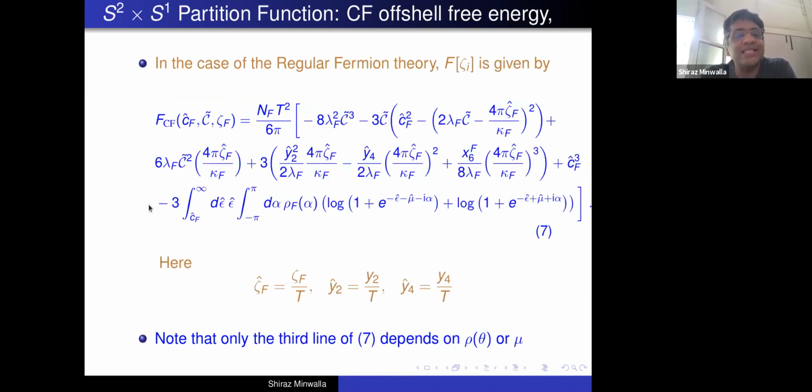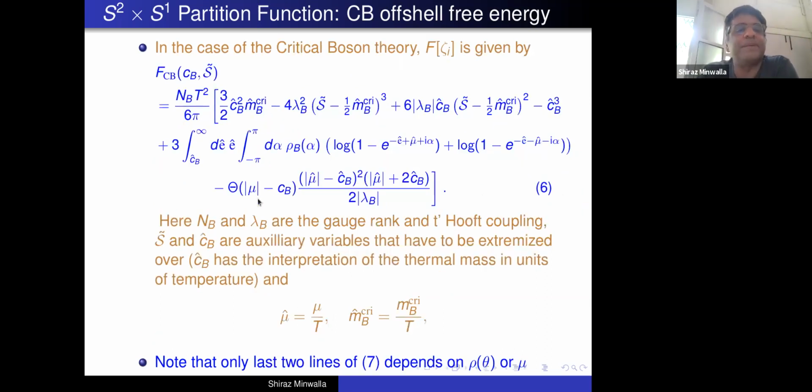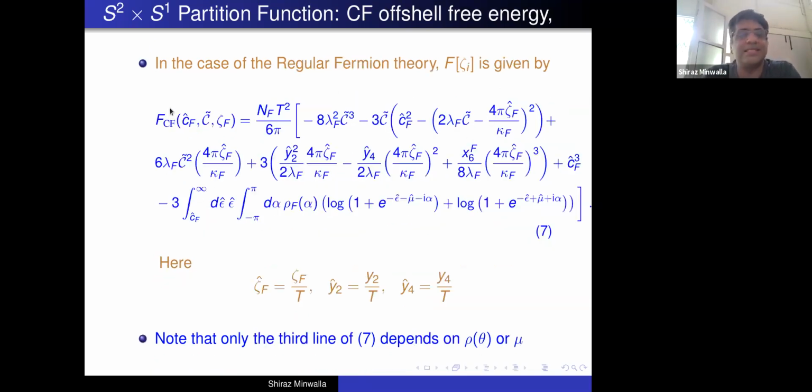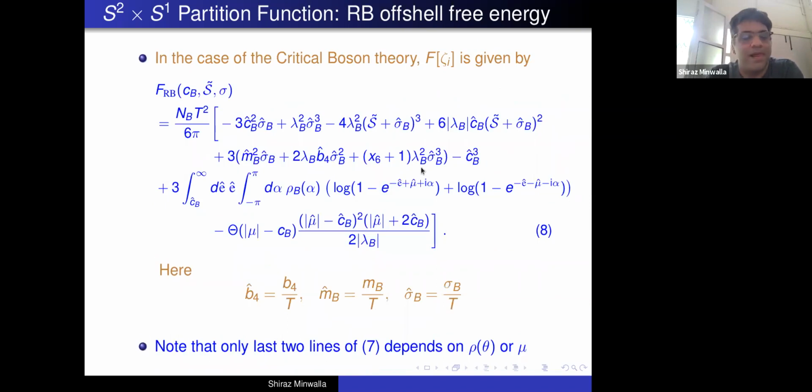And then there is a third line here that is universal. That's the same for both fermionic theories, and in fact, independent of all the coupling constants in the fermionic theories. The same structure persists for bosons. There's some non-universal parts that really, as I will explain, describe the details of the contact interactions of the theories. And then there's a universal part that is the same for both bosonic theories.